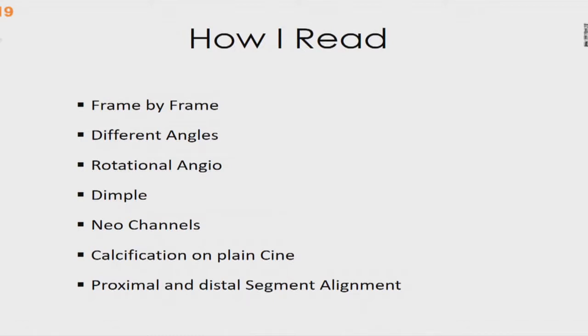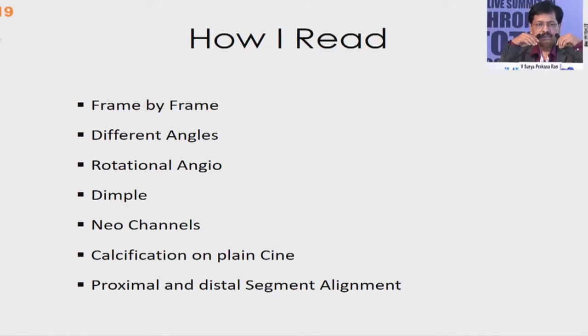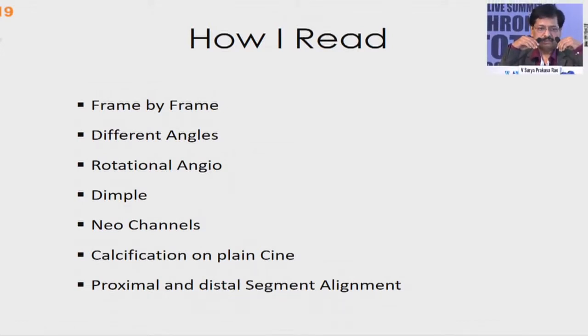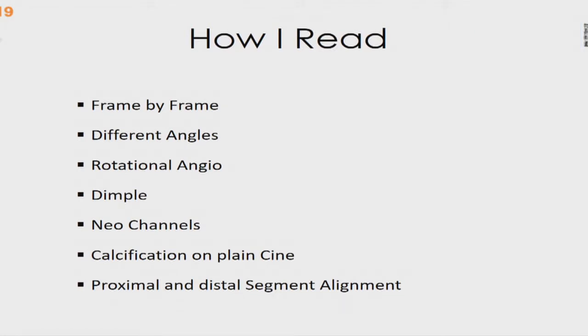So that's why read frame by frame, different angles. Take rotational angio if needed. Yes, there will be additional radiation risk, but in a difficult case, you have to do rotational angio. And always look for the neo channel. When you find it, it's a good sign that the chances of success are more. Like I see the RCA in a lateral view, mid-RCA lesions, and practically more useful, you find the channel in that particular view. The calcification in the plain cine is always not a good sign. The crossing of the devices, antegrade, retrograde, is always a problem.